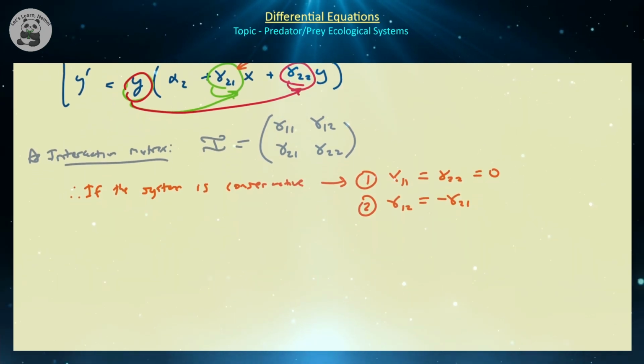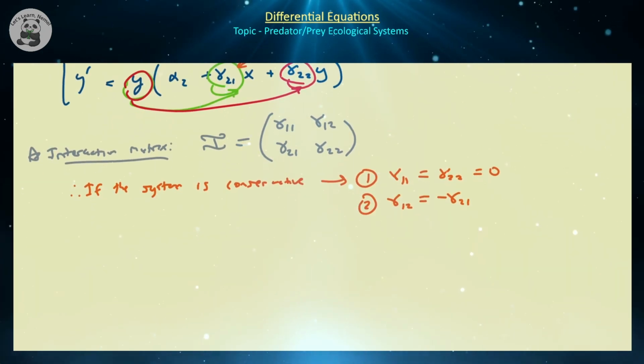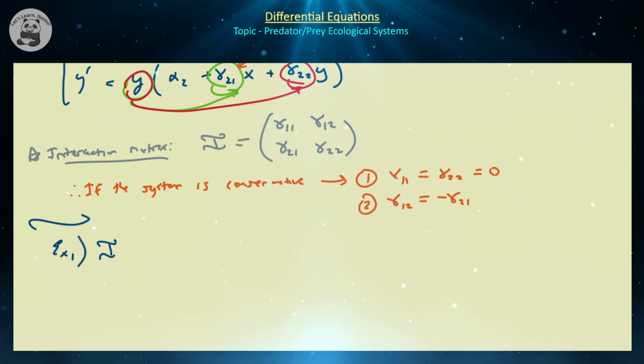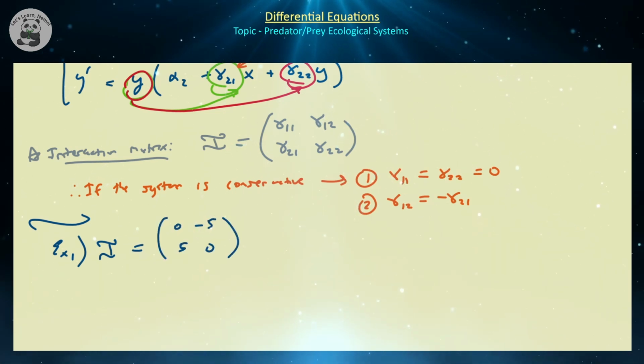Right. Now, in the last example, I did assume that they have equal magnitude, but generally speaking, they do not. For example, one species might suffer a little, whereas the other species might benefit a lot, right? So it's not necessarily of equal magnitudes, but as long as they're opposite signs, then that is a conservative system. So an example of an interaction matrix for a conservative system would be, for example, 0, minus 5, 5, and 0. So notice that if my minus 5 is on the first row, that means this is my prey, and that must be my predator.